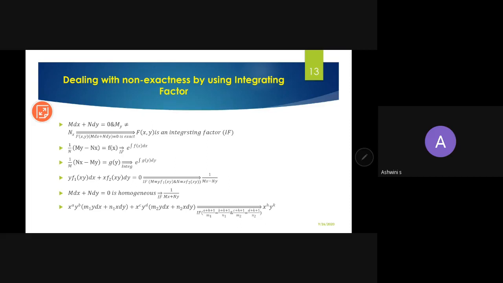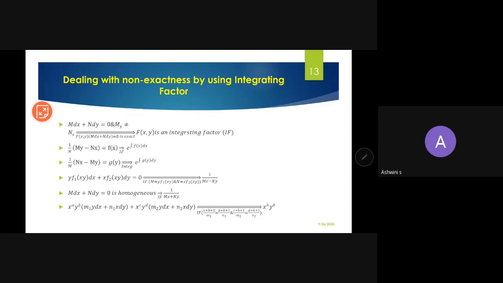Then see, here we are bringing in the idea of an integrating factor. So f of xy into M dx plus N dy equals 0 is exact. That's what it says, and in such a case, f of xy is called an integrating factor. Now in fact there are 5 cases here.